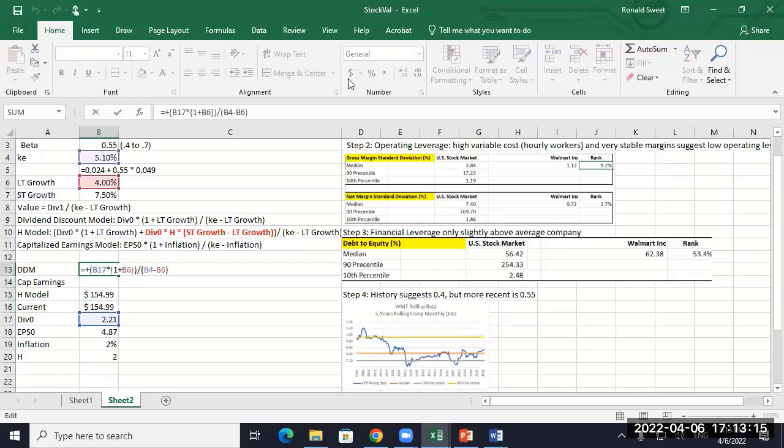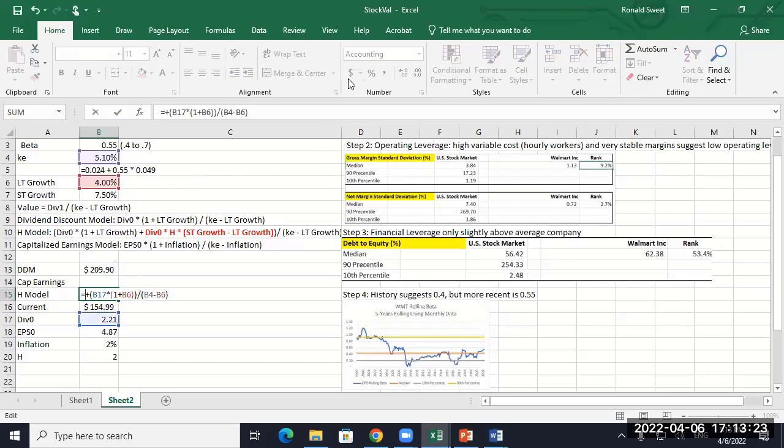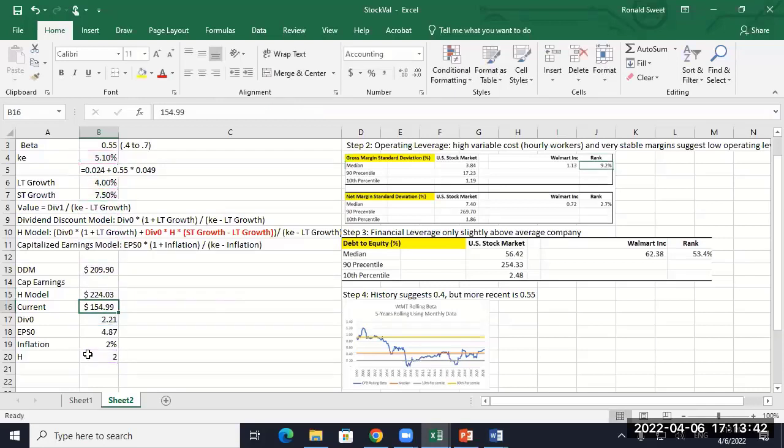The H model. On the H model, I can copy down the dividend discount model because it's the exact same model. And all I got to do is add dividend 0 times H times short-term growth minus long-term growth. Everything else is the same. A little bit higher. Why not a whole lot higher? Well, because I only have 2 on the H, and the 7.5 versus the 4 is not that big of a deal.